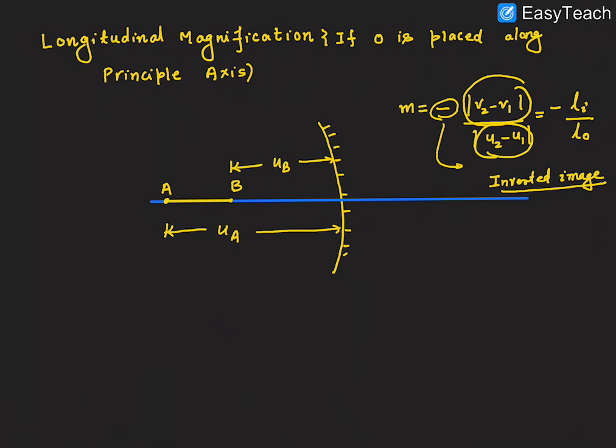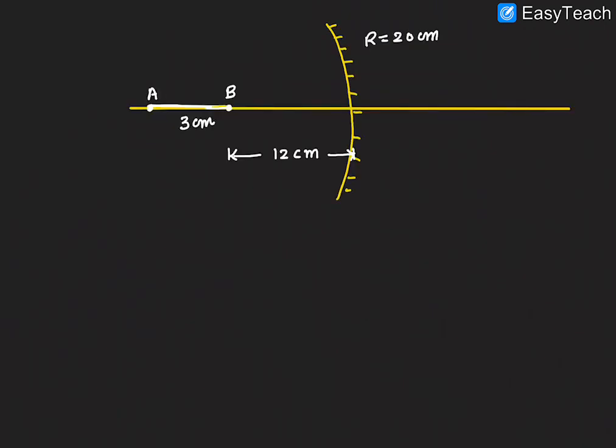Okay, so let us have an example on this concept. We have a concave mirror, so we have this question. There is a 3 centimeter long object AB and we have to find the length of the image. Okay, so first of all consider the point A, right, and UA is your minus 15 centimeter, right, and we have focal length that is your minus 20 centimeter.